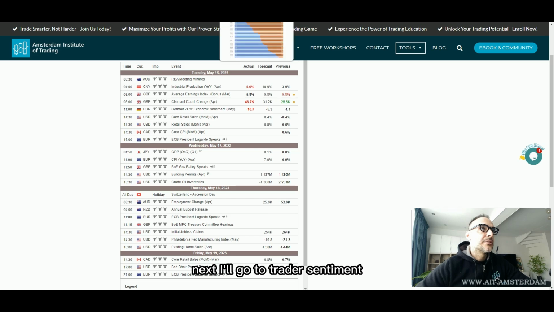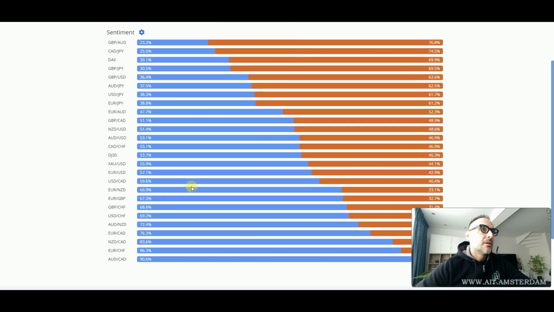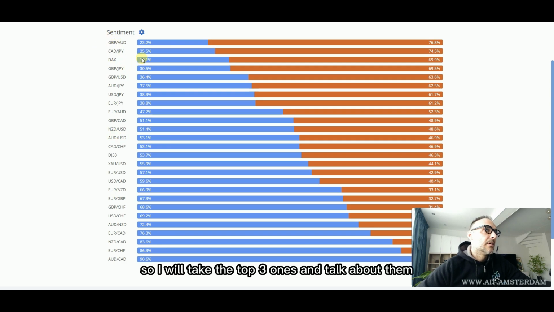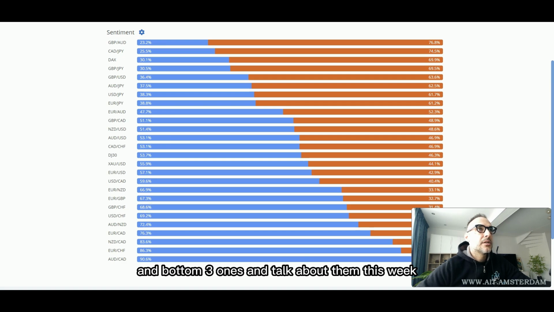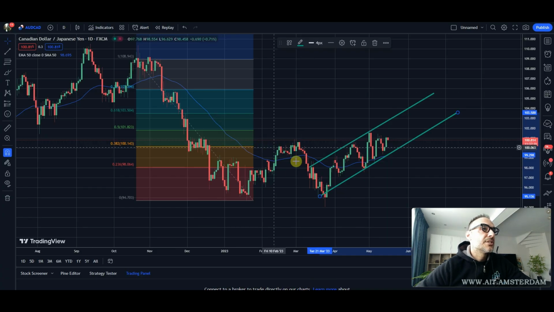Next, I'll go to trader sentiment. As a general rule, I like to be on the lower side of traders, not on the higher side of traders. So here it's a buy filter, and then it's a sell filter on the bottom. So I will take the top 3 ones and talk about them, and the bottom 3 ones and talk about them this week. I will start with Canadian dollar, Japanese yen.